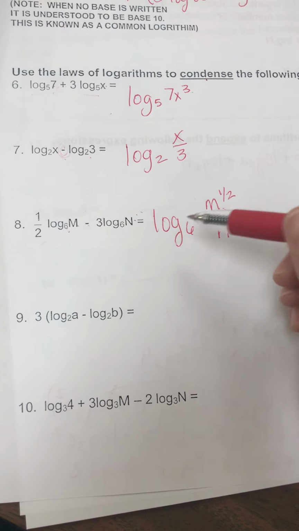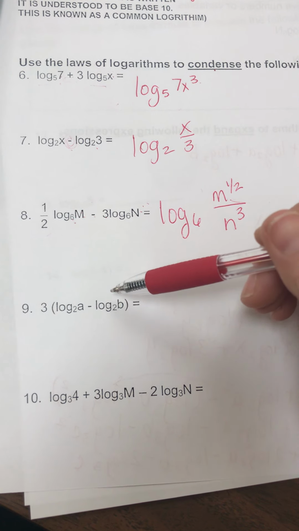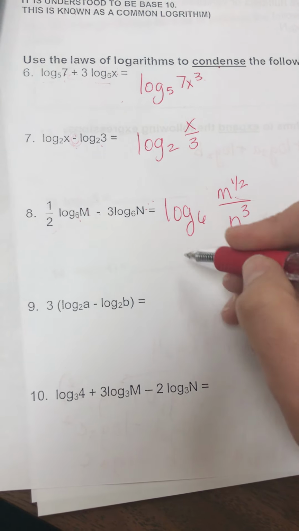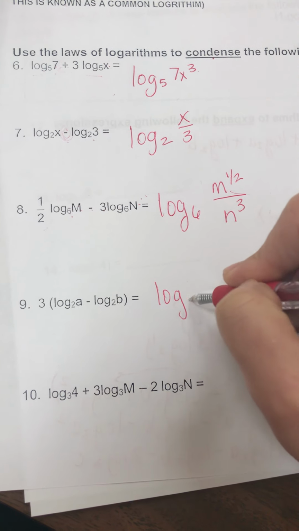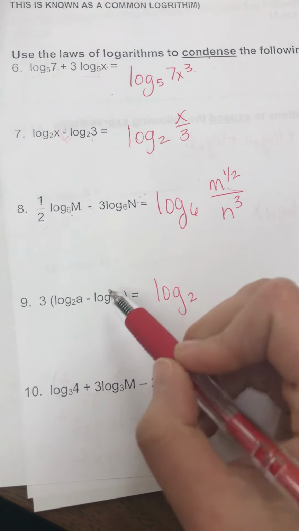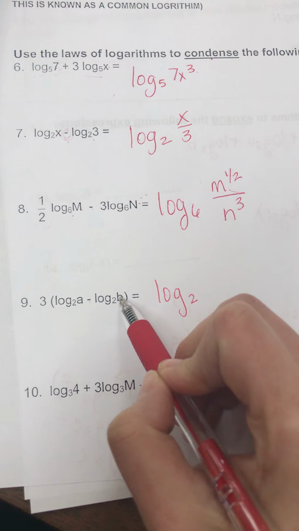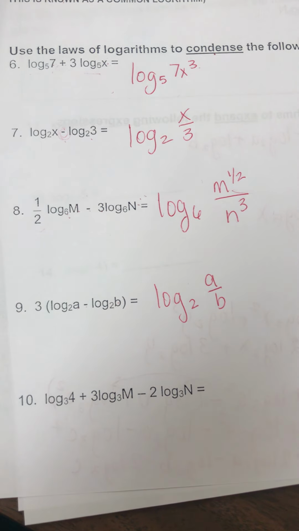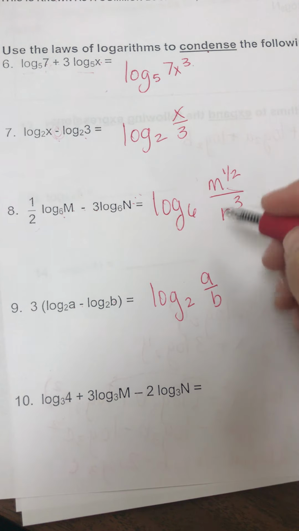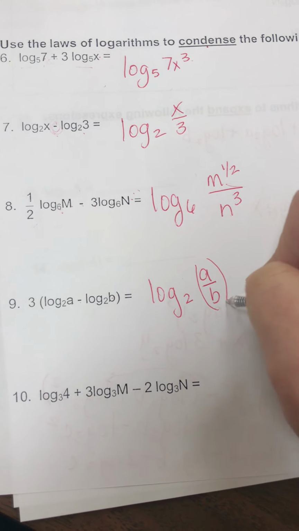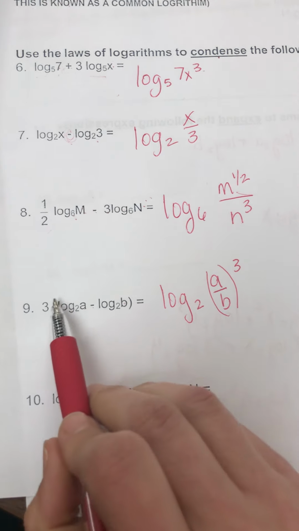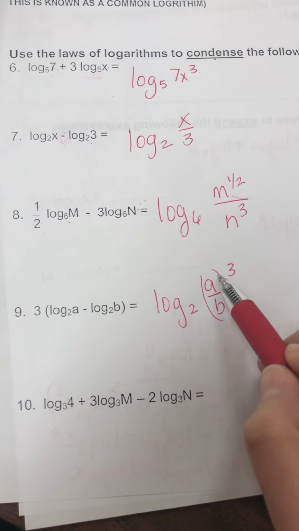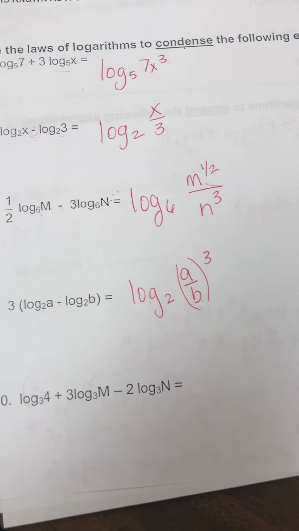So now let's look at number 9. 3 log base 2 of a minus log base 2 of b. So they both have log base 2. So you're going to have log base 2. Now then you have a minus b in parentheses. So that's telling me that that's a divided by b. That's what law 2 says. And then we're going to put that in parentheses because it's to the 3rd power. The 3 up here is for both of these. So that means that these two need to be in parentheses.